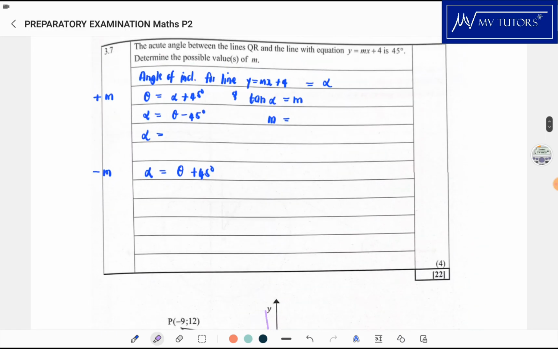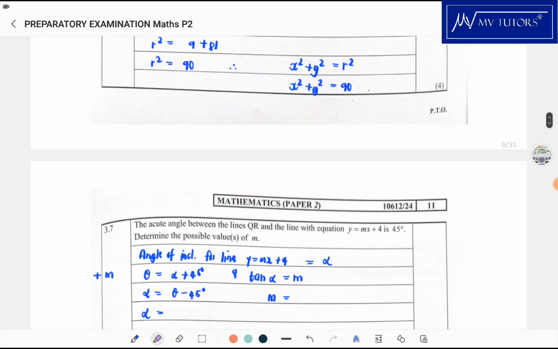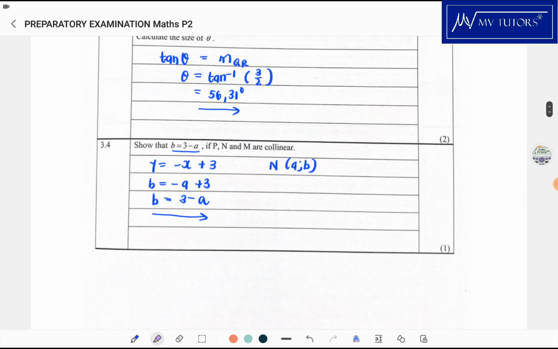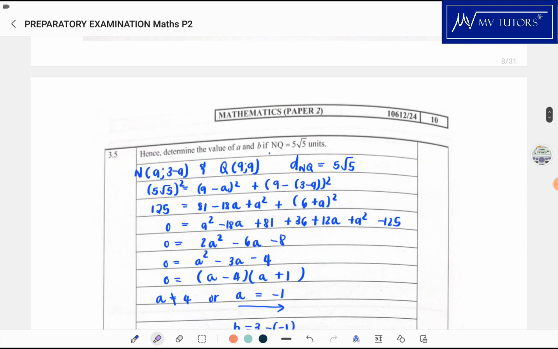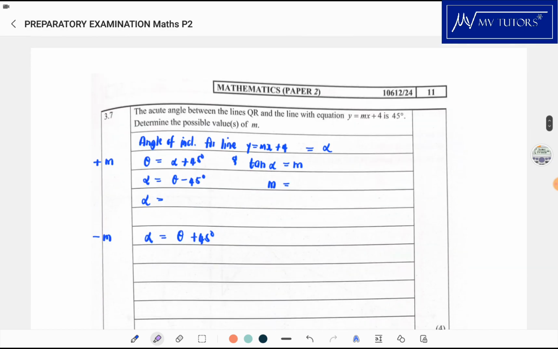Okay, so I think then we can work it out. Same thing as well. Now let's go back and remind ourselves, what did we get for theta? That will make life a little bit easier for us. We got 56,31. So let's write it down, 56,31. 56,31 minus 45 is equal to, and then yeah, let's get that answer.